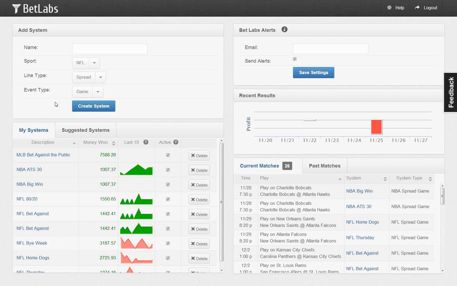Again, the data works better. You can look back further, and then the opportunities are more plentiful once you do find something. So a lot of people don't want to hear that, but at the same point, that's how it is.